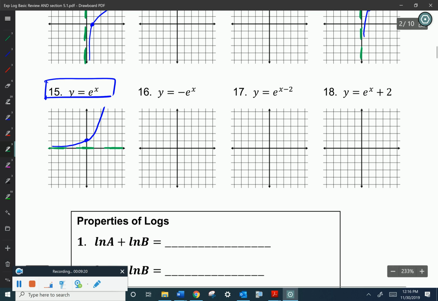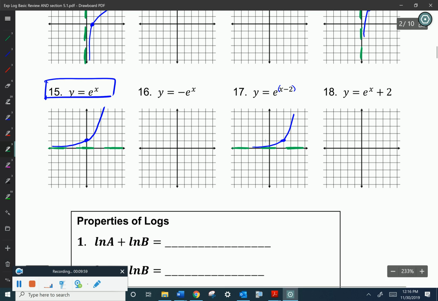Let's say we look at number 17. On number 17, because the -2 is up there with the x, there's kind of an implied parenthesis right there. It's not out at the end. So this is not going to move it down 2, but rather it's going to move it to the right 2. So the point that was right here at 1 on the y-axis, if I move it to the right 2, is going to go through right here. Again, if I just take that basic shape and move it to the right, something like that, I'm still going to have a horizontal asymptote right there at 0.